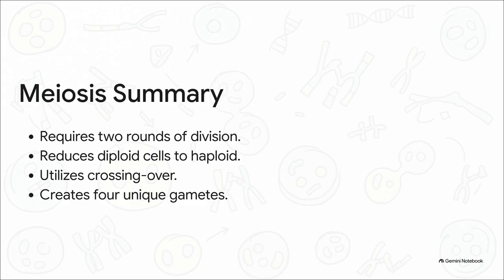Meiosis requires 2 rounds of cell division, Meiosis I and Meiosis II. Its primary job is to reduce diploid cells into haploid gametes, which effectively solves the biological problem of doubling DNA during fertilization. Through the brilliant mechanisms of crossing over in prophase I and independent assortment in metaphase I, it shuffles all that genetic information. And the grand finale? It creates 4 entirely unique gametes.